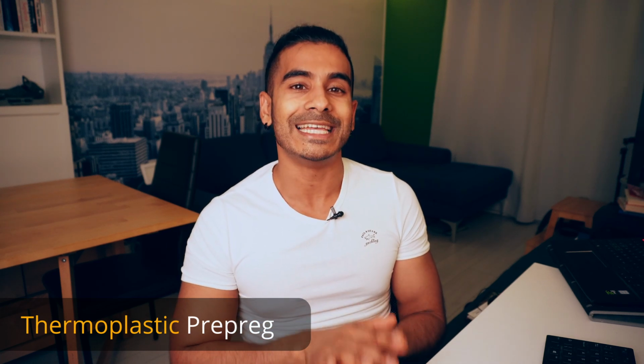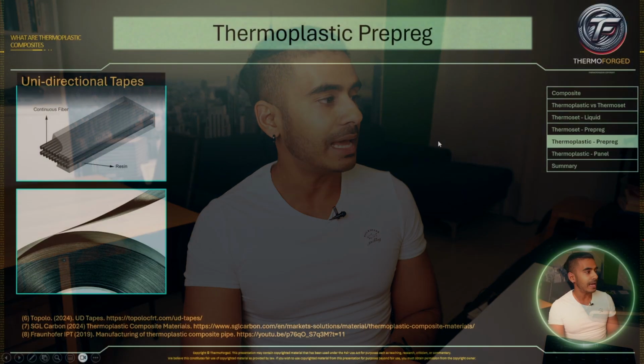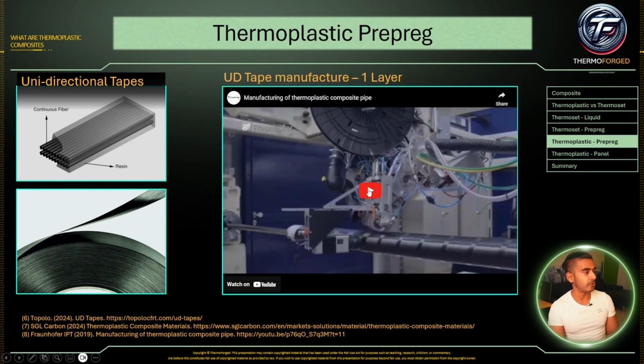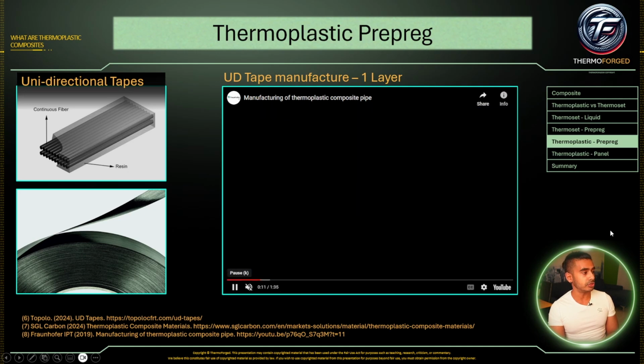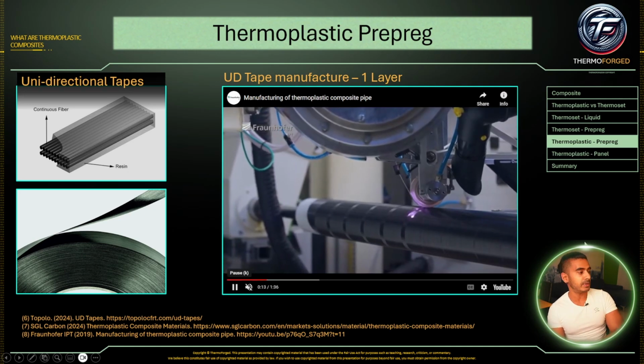Now, what's different with the thermoplastic resin is, at room temperature, the material is solid. So you need to apply heat to the material to be able to melt it and then position it. And I have an interesting video here from the Fraunhofer Institute. So they're manufacturing a pipe here.